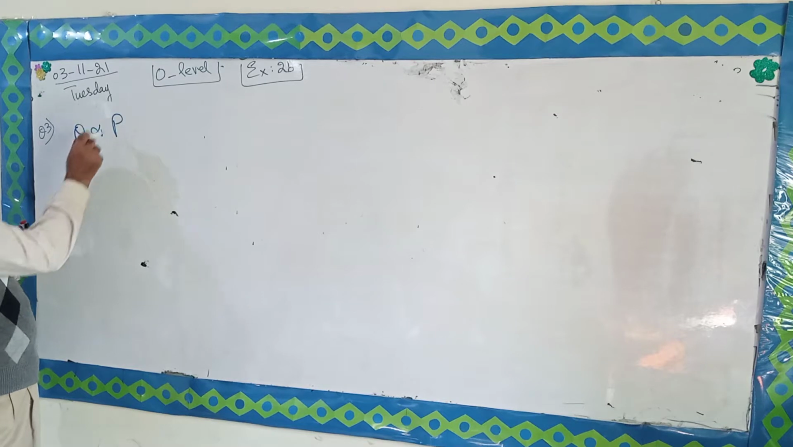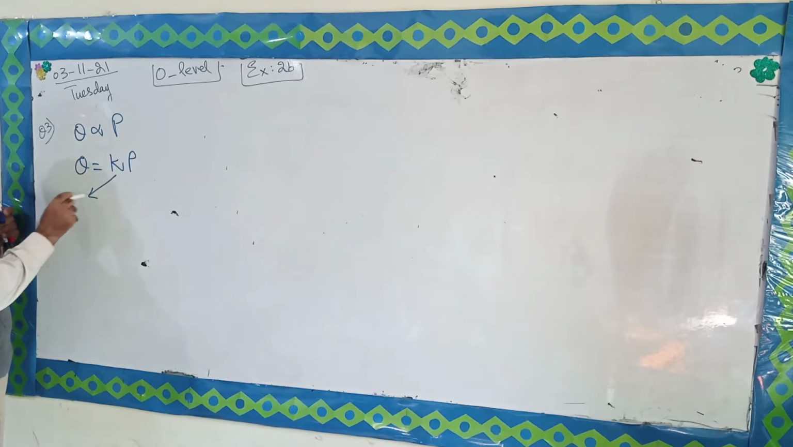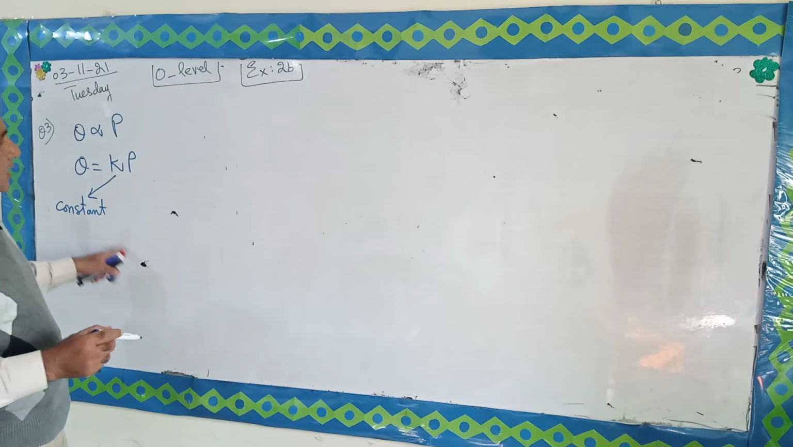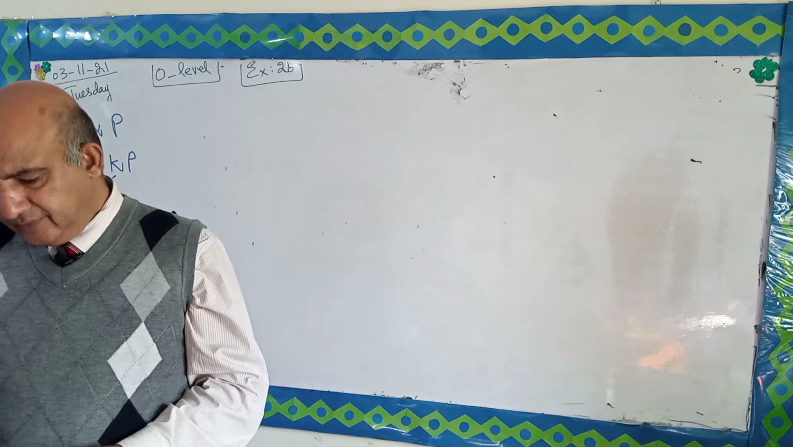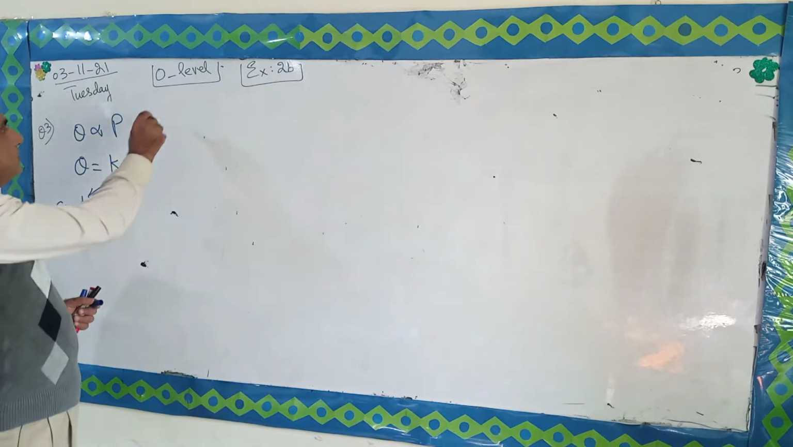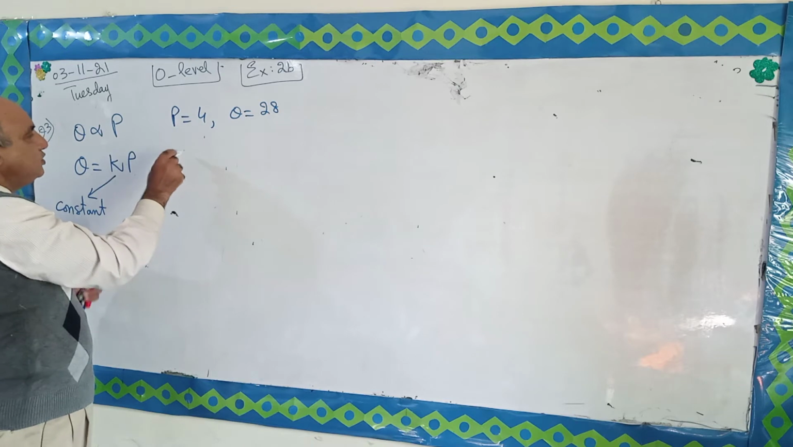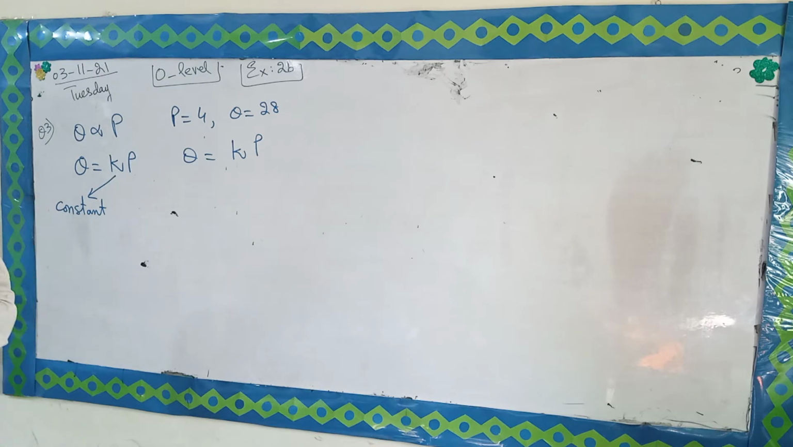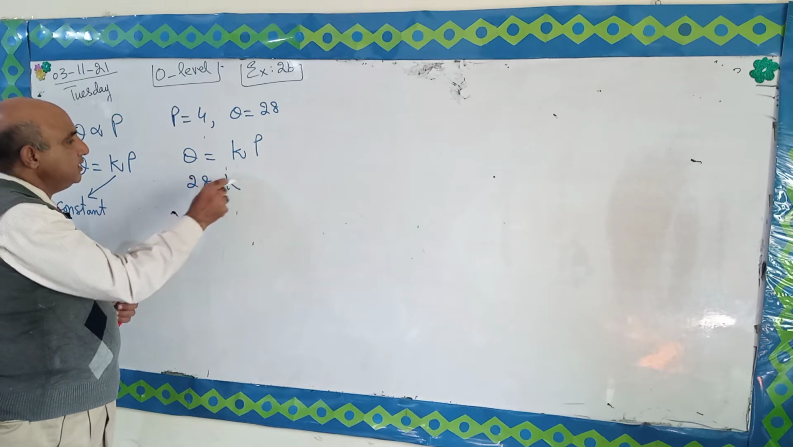Q is directly proportional to P, then Q is equal to KP, where K is the constant. Right? So here in the question he is saying that if P is 4 and Q is 28, so we will put the values here. Q is equal to KP. Q, 28, is equal to K into 4.